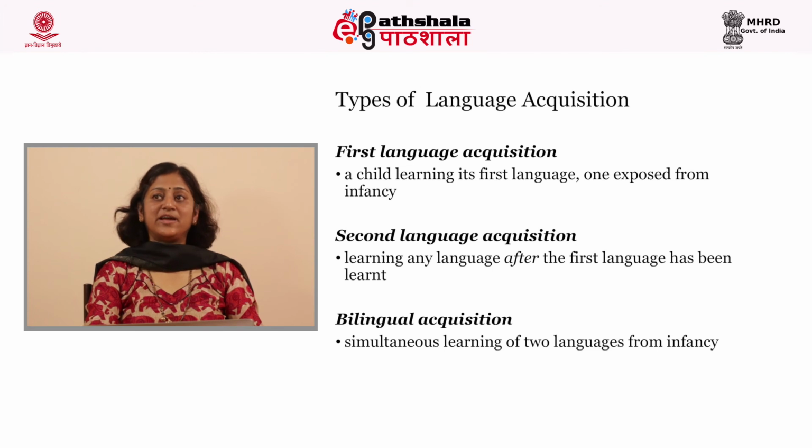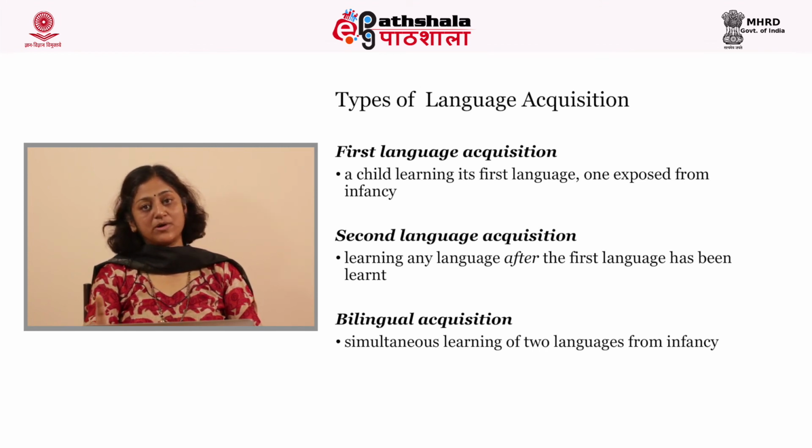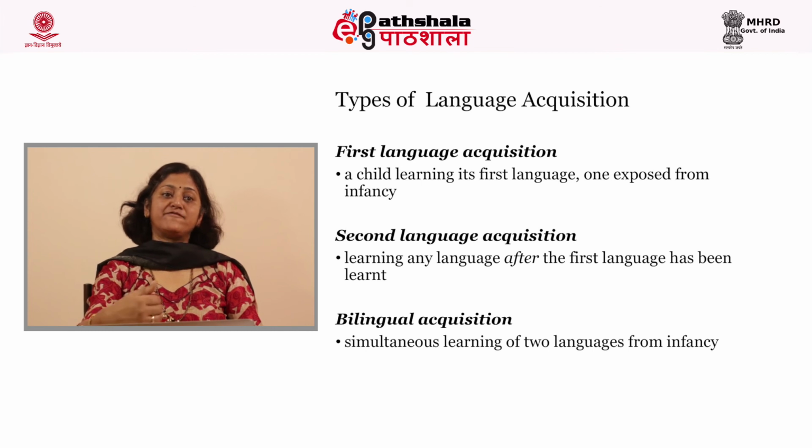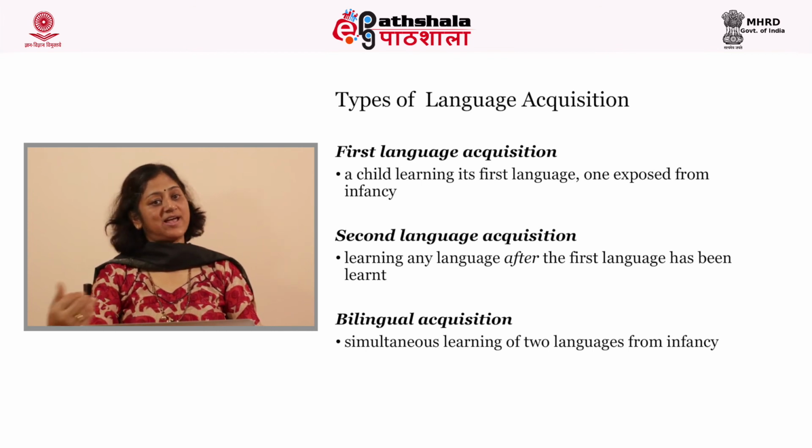A third term that we use is bilingual acquisition. Because in bilingual acquisition, a child is learning 2 or more languages from infancy at the same time. So it is different from first language acquisition, because when we talk about first language acquisition, we are talking about 1 language. When we are talking about bilingual acquisition, we are talking about 2 or 3 languages learned simultaneously. In second language acquisition, we are talking about learning of any other language after a first language or languages have been learned.